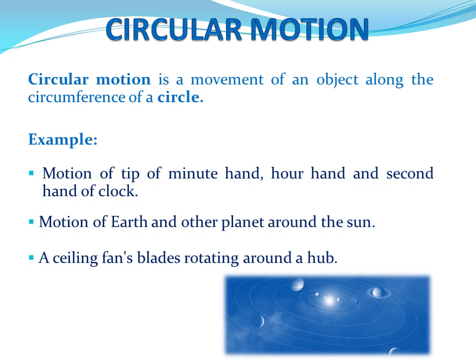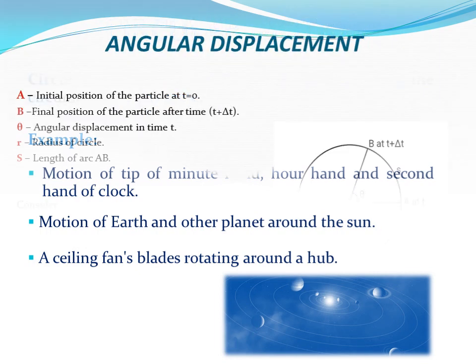There are many examples regarding circular motion. We consider here a few examples. First one is the motion of the tip of the minute hand, hour hand and second hand of the clock. Second, motion of the earth and other planets around the sun. Third, a ceiling fan's blades rotating around the hub.